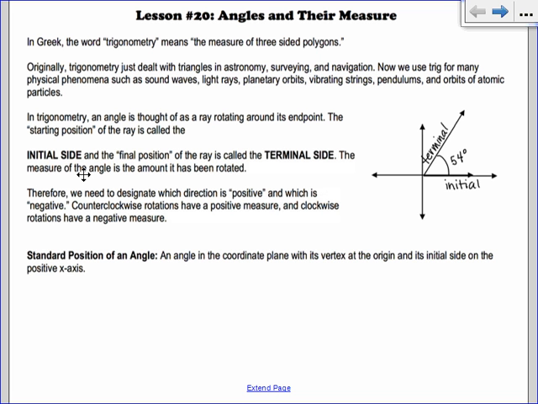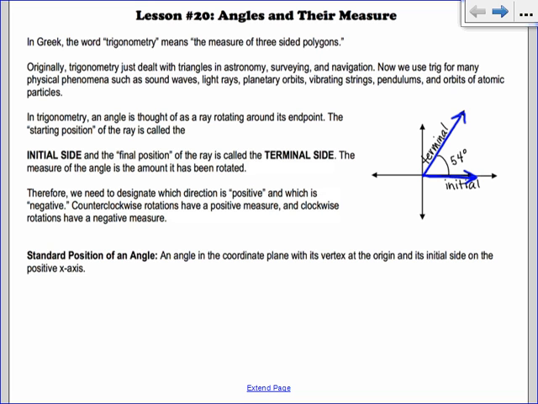All right, so in trigonometry, an angle is thought of as a ray rotating around its endpoint. The starting position of the ray, or the initial ray, or initial side, is always right here. It's along the positive x-axis. And the final position is going to be the terminal ray.